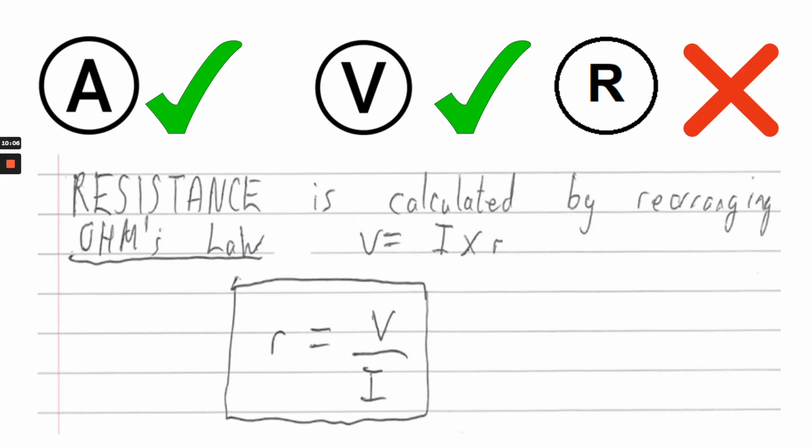Now, there is such a thing as an ammeter to measure the current. There is such a thing as a voltmeter to measure the potential difference. There is not such a thing as a resistometer to measure the resistance. So to calculate the resistance, you must use Ohm's law, rearranged as in the box as follows.